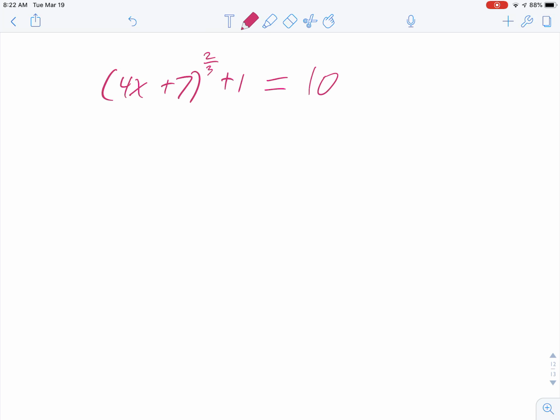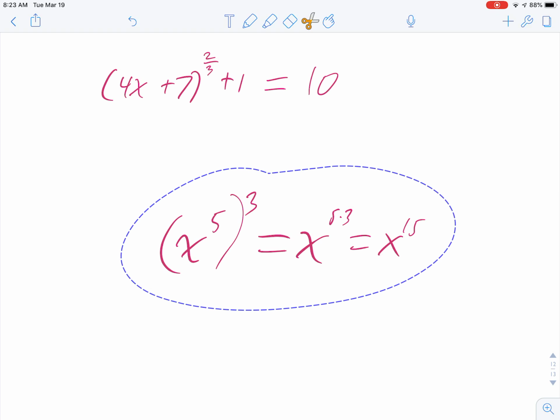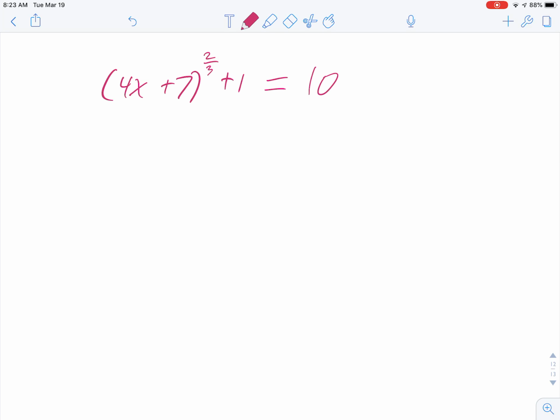One of the rules you may remember is that when we have something like x to the fifth power raised to the third power, those exponents actually get multiplied together. So it becomes x to the 5 times 3 power, which of course is x to the 15th power. So we're going to use that to help us solve this crazy looking equation up here.